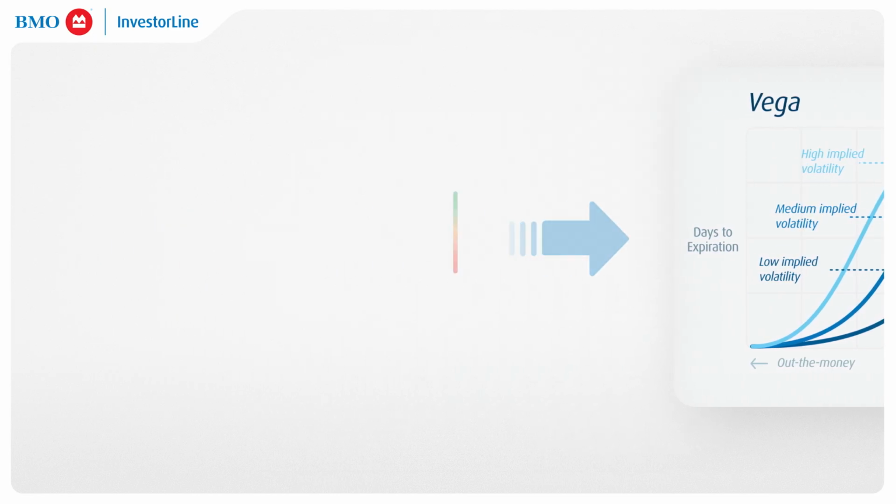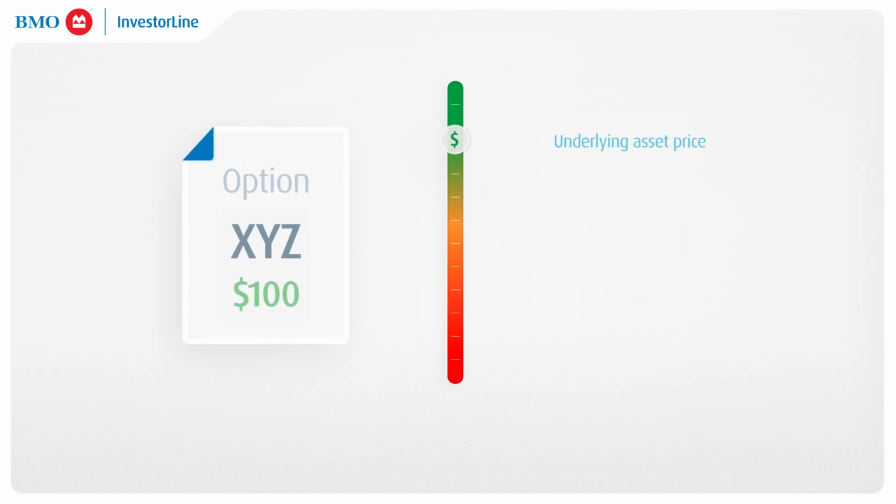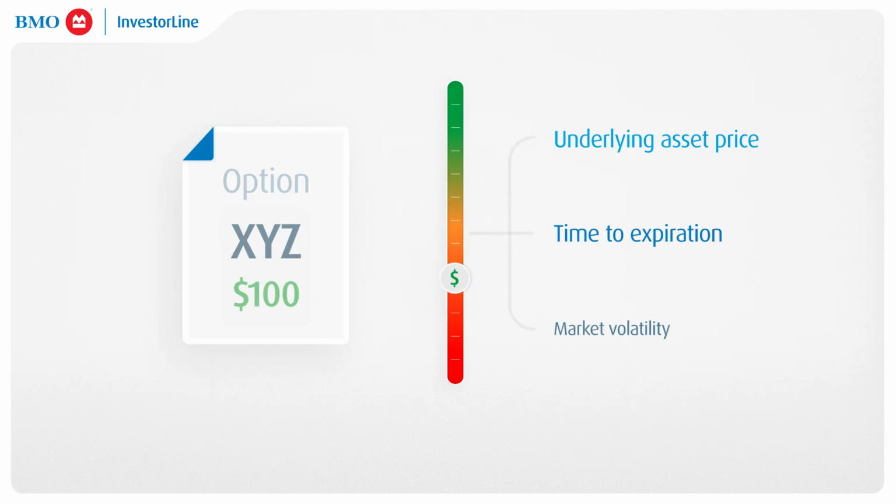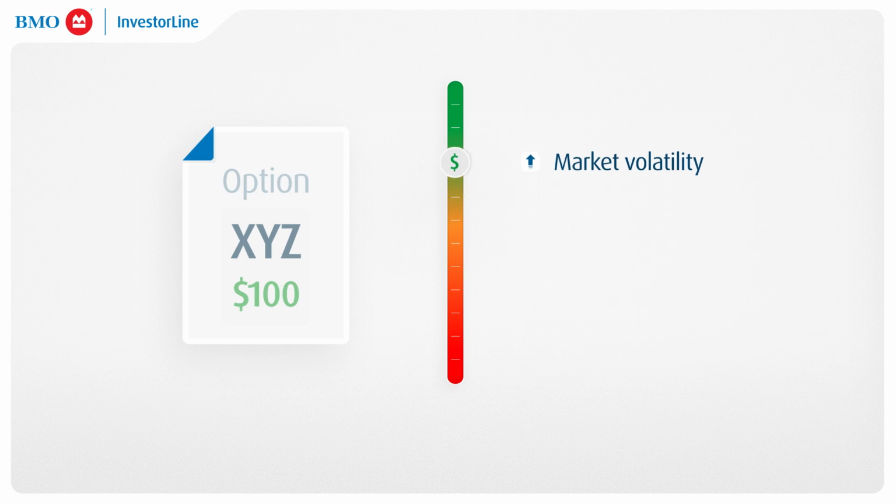The price of an option is not only impacted by changes in the underlying asset's price and time to expiration, but also by changes in market volatility. During volatile market conditions, options tend to become more expensive.